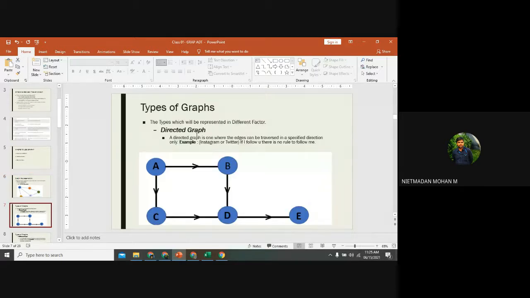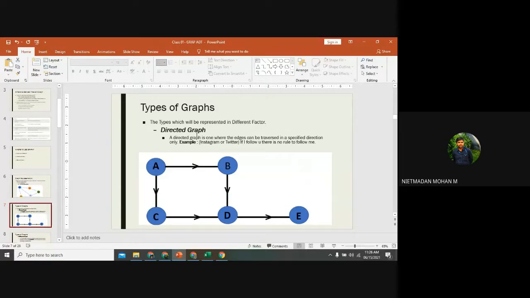And here the direct representation will be a directed graph. It means that A can travel to B, but B cannot travel to A in the same path. So that is the directed graph. A directed graph is one where the edges can be traversed in a specific direction only. Whatever the specific direction that you have mentioned, it will be traversed from one node, one vertex, to another vertex. So it will not allow the reverse traversal.